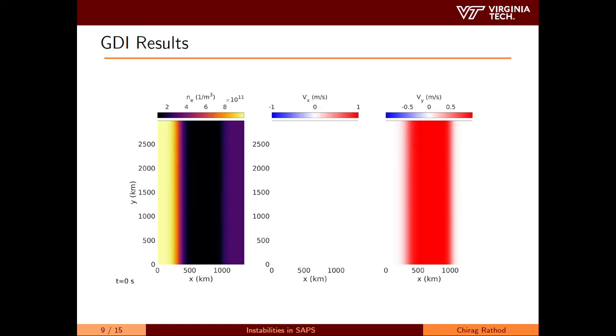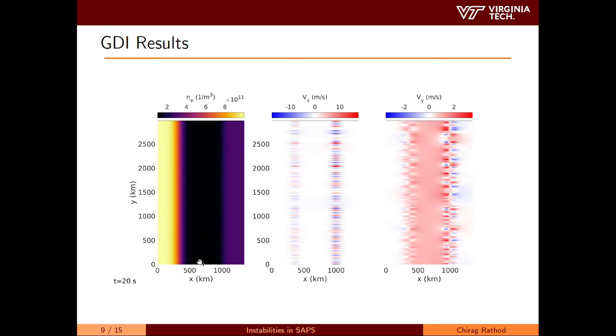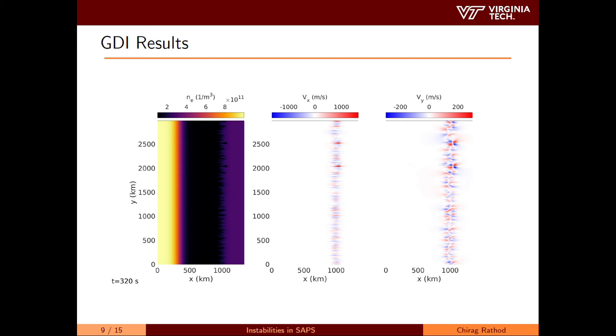So here are some benchmark cases. First is the GDI, where on the left I have the number density, in the middle I have the x direction E cross B drift, and on the right I have the y direction E cross B drift. And we see some perturbations, and as we have things growing in time, what we're going to notice is, just by nature of the geometry, the perturbations on the left go away, but the perturbations on the right continue to grow. And that's just because the left is the stable side and the right is the unstable side. So we're capturing this physics correctly.